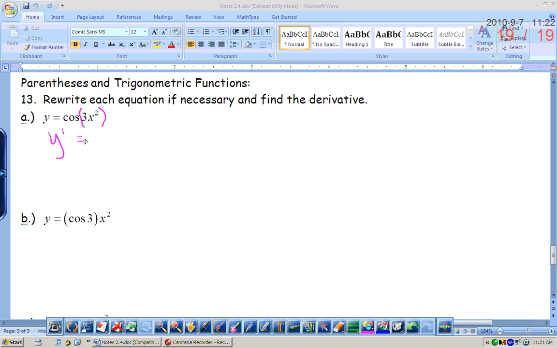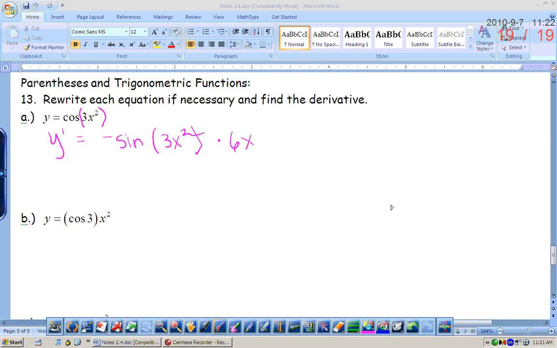So to take the derivative of cosine is negative sine, but you keep the same argument that you started with, so 3x squared, and then times the derivative of that parenthesis, which is 6x. And you're done. So peel that onion. You're taking the derivative of cosine, keeping the same parenthesis, and then times the derivative of that parenthesis.